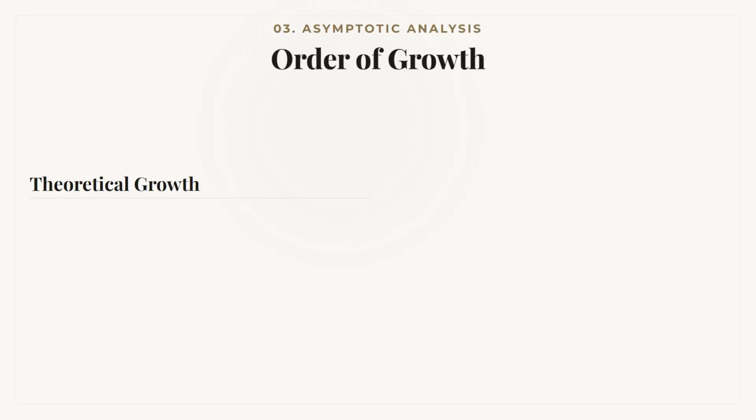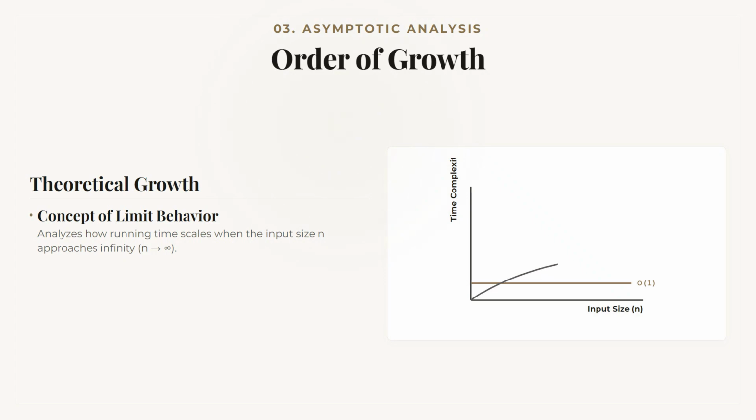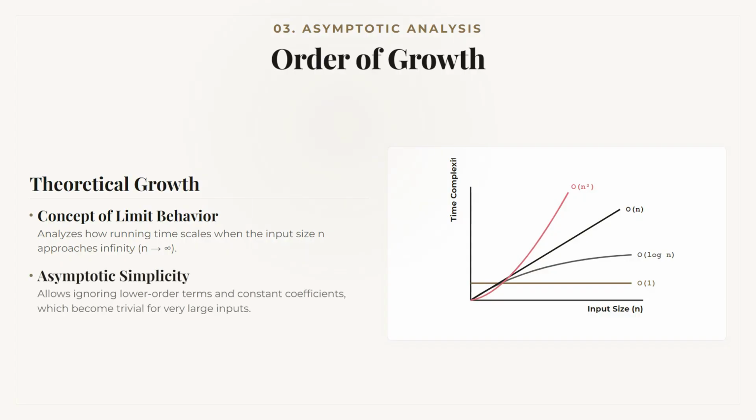Now, let us move to one of the most important topics in algorithm analysis: asymptotic notations. Asymptotic notations help us describe how an algorithm behaves when the input size becomes extremely large. Instead of focusing on exact running times, asymptotic analysis focuses on growth rates. This approach allows us to compare algorithms objectively without worrying about machine speed, programming language, or compiler optimizations. The main idea is to ignore constant factors and lower order terms because they become insignificant for very large inputs.